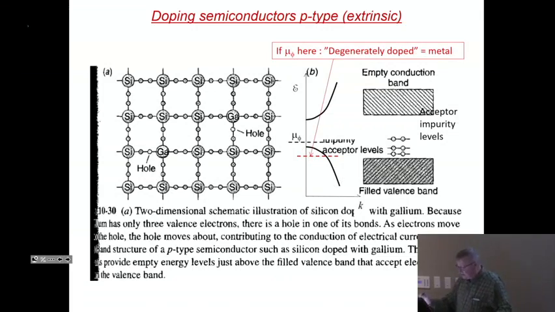And that means that your electrochemical potential necessarily goes down and comes closer to the valence band edge, or even inside the valence band. If it's inside the valence band, they're called degenerately doped, and that means this behaves like a metal. If it's inside the conduction band, it's also degenerately doped, and it behaves like a metal.